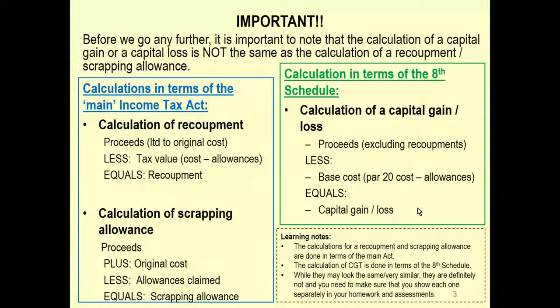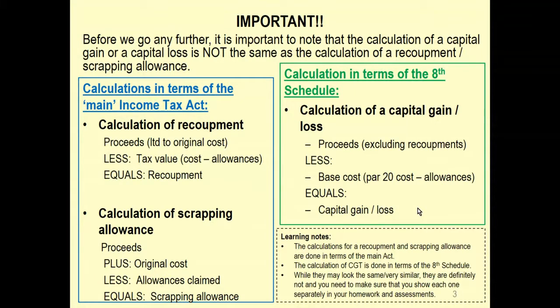A capital gain or capital loss is calculated using the 8th schedule. So the 8th schedule says you take proceeds, and proceeds has a specific meaning for purposes of capital gains tax. We also know, or you should know at this point, if you've gone through the material in its totality, that any amount that I've already been taxed on, so something that's already been included in gross income, I will not make part of my proceeds. I'll take it out. So, for example, I'll exclude recoupments.